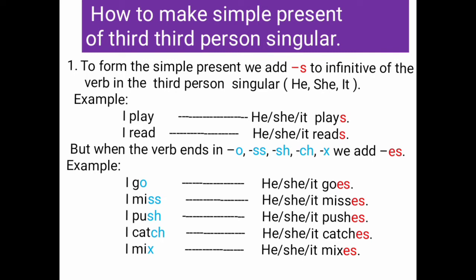I mix. When it comes with third person singular like he, she, and it, we add es in the end of the word mix because it is ending with x. He mixes, she mixes, and it mixes.